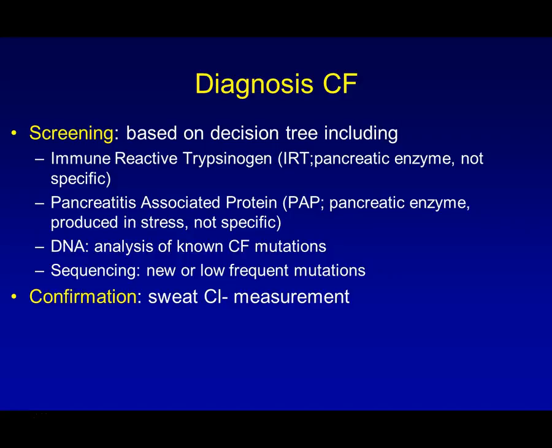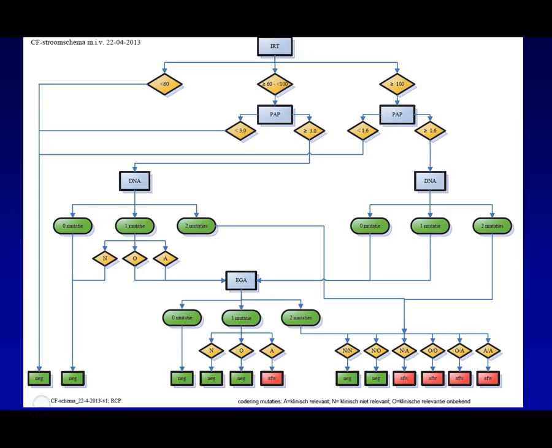After confirmation, there's a sweat chloride measurement to confirm the diagnosis of CF. In this slide we see the decision tree that is used. It starts with the measurement of IRT, and when it's normal, which is below 60, the test is considered negative.